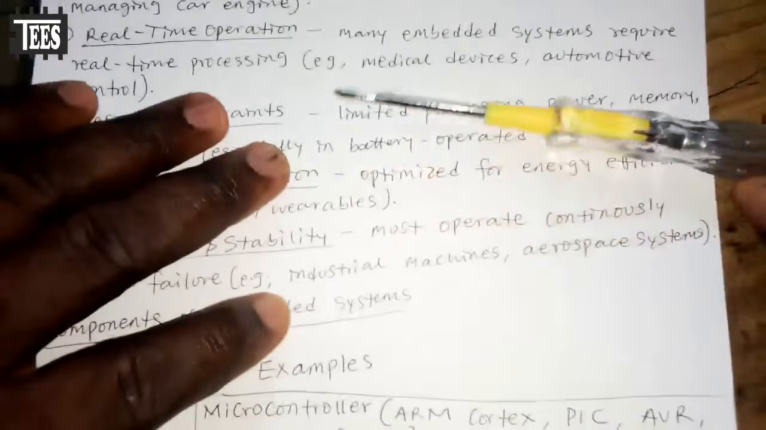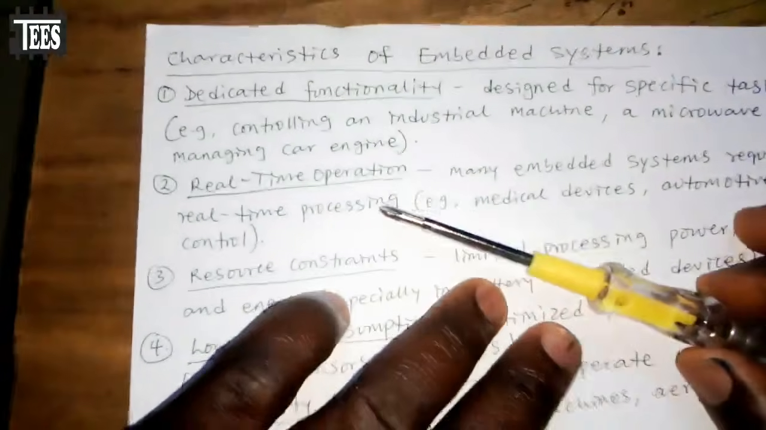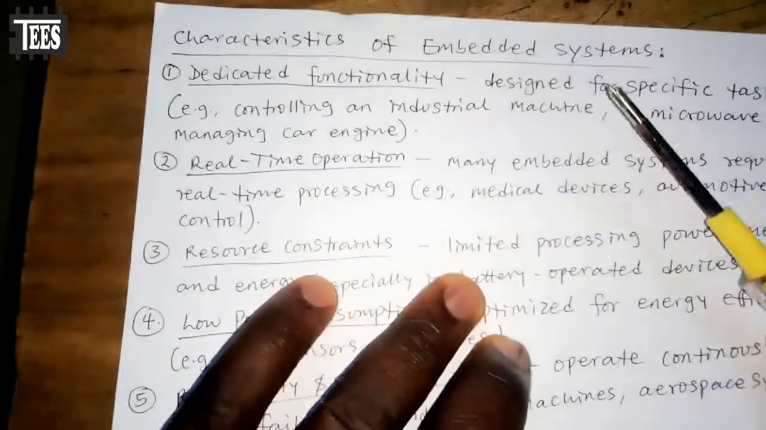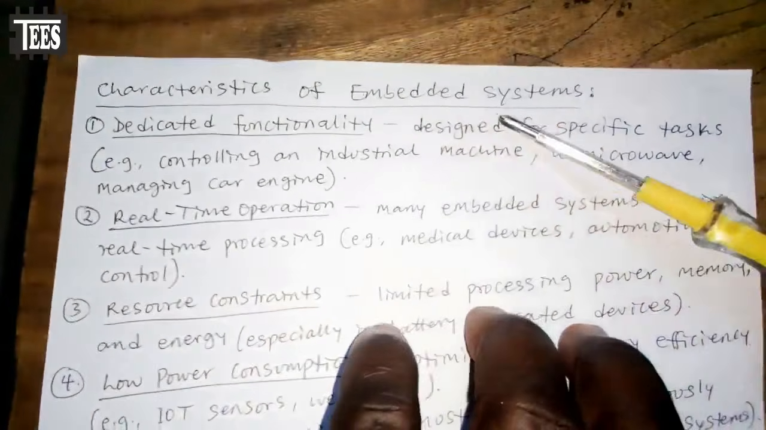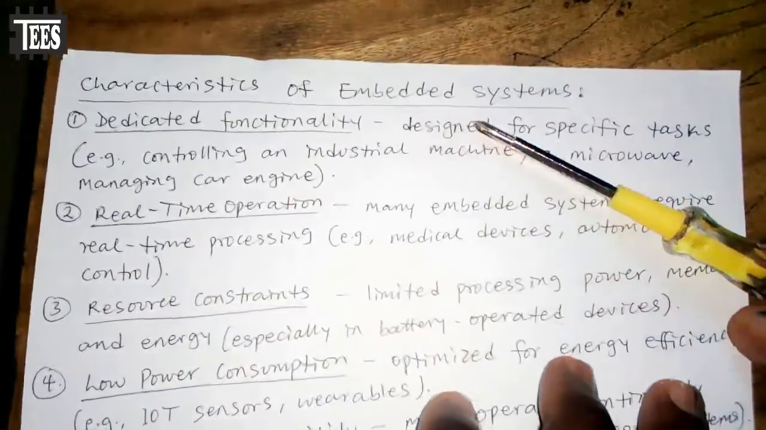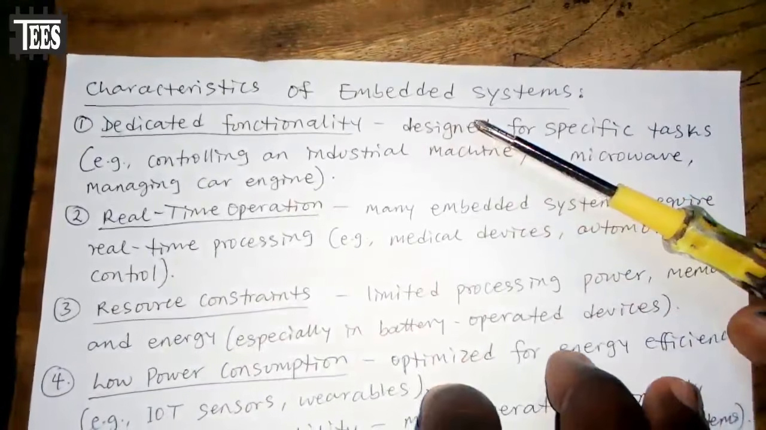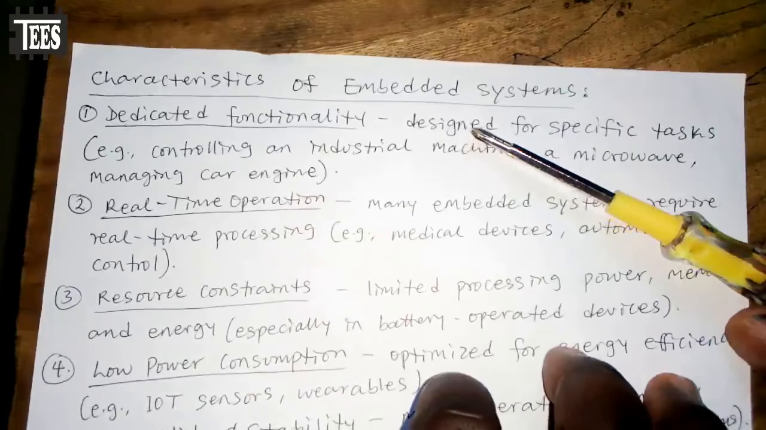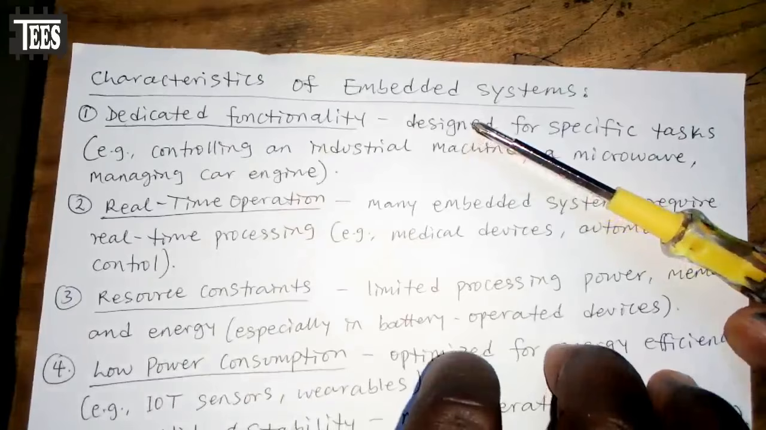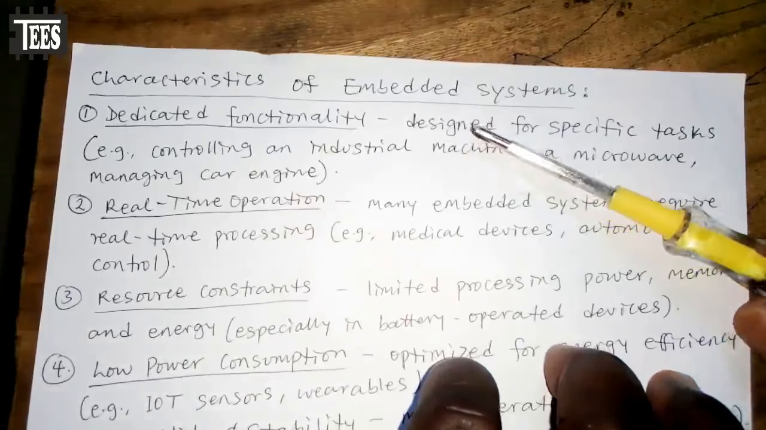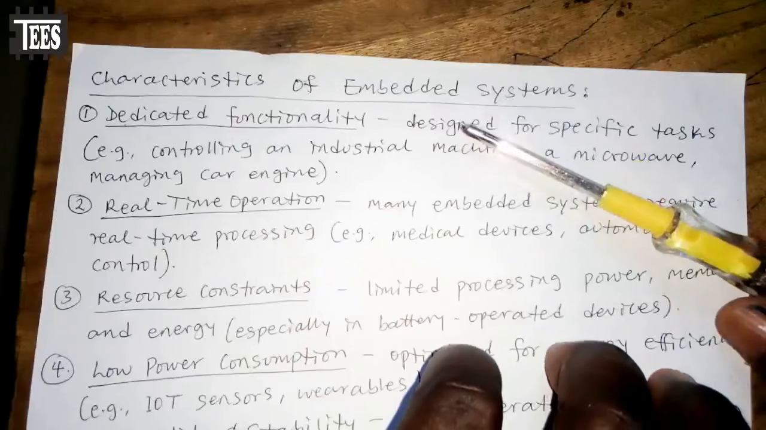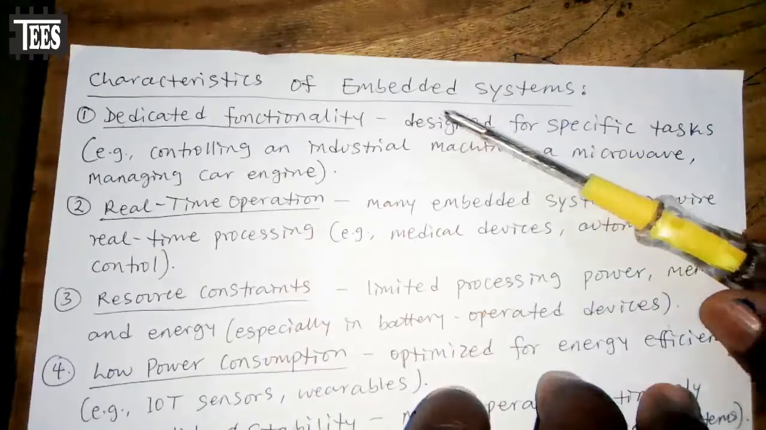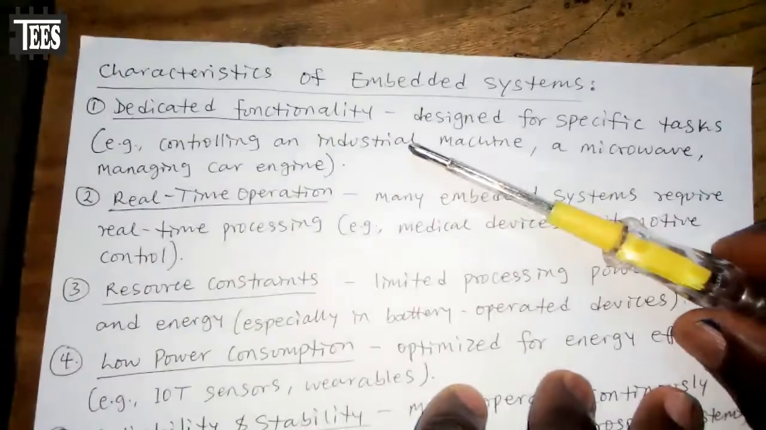Every embedded system is designed for a particular purpose. For example, your MP3 player is designed to convert digital audio stored in the memory back to analog, send it to the amplifier, play it, and then you hear it. So it has been designed for that particular function. That's what I mean by dedicated functionality.